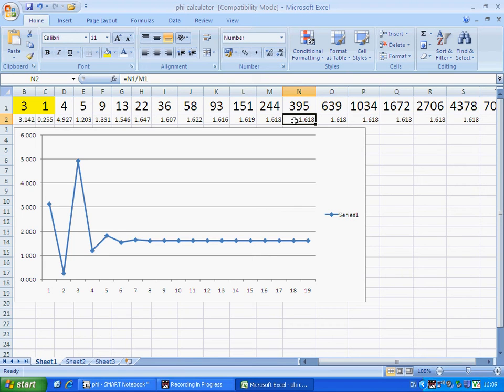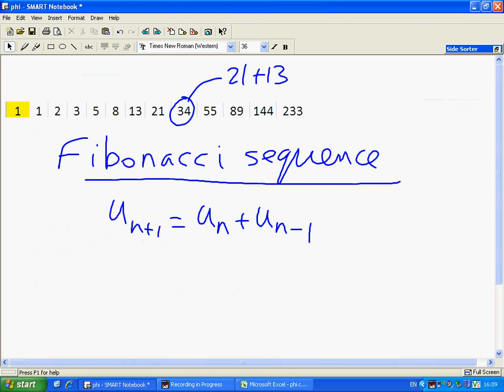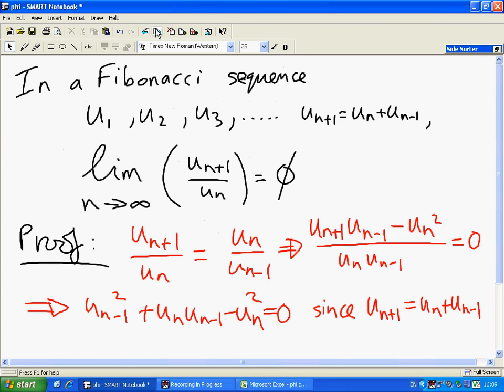Now this is just one place where this number pops up unexpectedly. And of course, we could try to prove that that always happens. So I'll leave this as an exercise for you to read. It's a proof that in any Fibonacci sequence, if you have the ratio of two terms reaching a limit, then that limit must be the golden ratio.